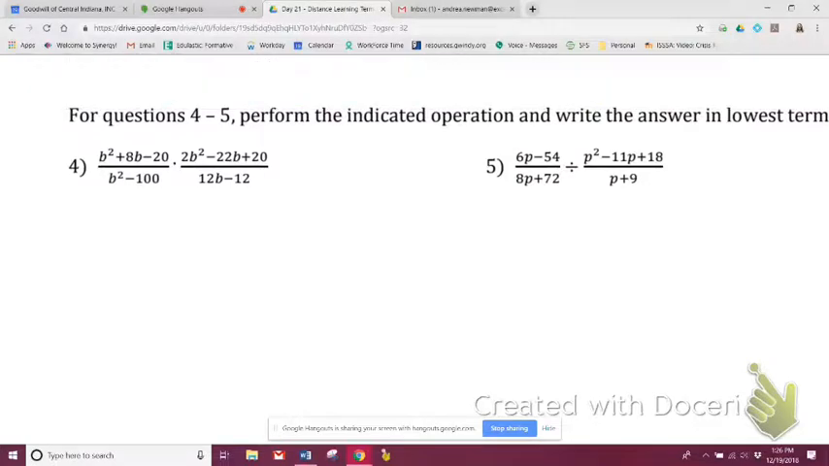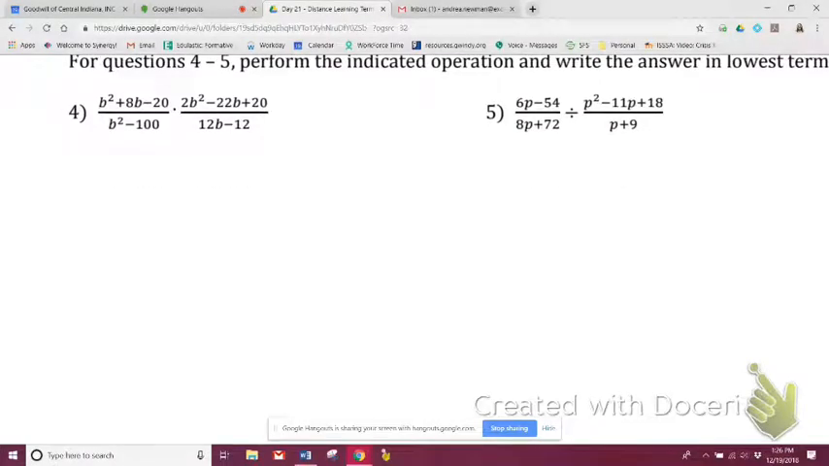So for questions 4 and 5, we are going to multiply for question 4, divide for question 5, and then we're writing our answer in lowest terms. That just means cancel out as much as possible. So for question number 4, it's exactly like question number 3. We need to go through and factor things.